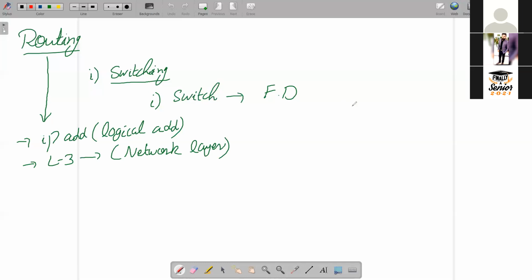And all the devices which use MAC addresses, MAC addresses meaning the physical addresses, and you can also call them the hardware addresses, for their communication are called layer 2 devices. And layer 2 means the data link layer of the OSI reference model.